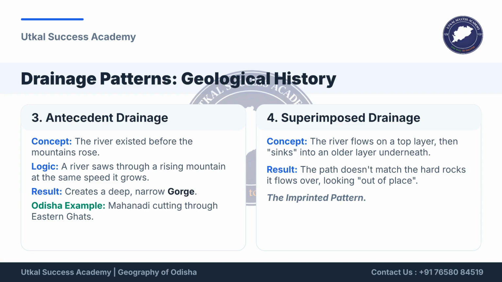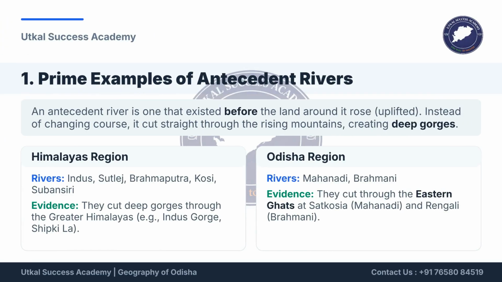Antecedent drainage rivers existed before mountains rose and cut deep gorges as the land uplifted, like the Mahanadi, through the Eastern Ghats. Superimposed drainage sinks into older, hard rock layers, creating an imprinted pattern that doesn't match the current topography. Antecedent rivers predate the uplift of the land, cutting deep gorges through rising mountains. In the Himalayas, the Indus is an example. In Odisha, the Mahanadi and Brahmani cut through the Eastern Ghats at Satkosia and Rengali, respectively.